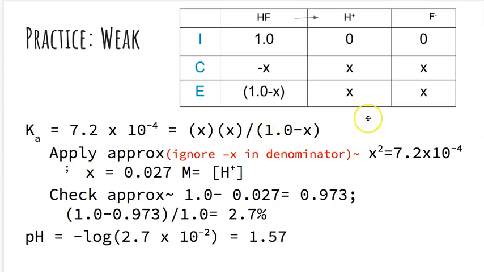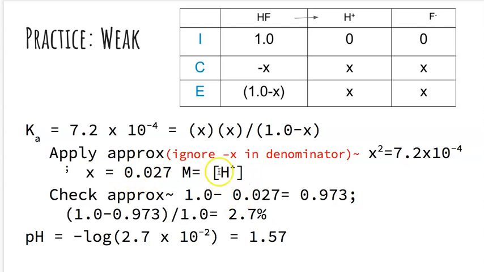Now you could go through and solve that with the quadratic formula and all that stuff, or you could say, this is a pretty small Ka, let's just ignore this minus x. 1 minus x is probably basically still 1. And then we say, okay, x squared over 1, or x squared, equals Ka. Take the square root, and x is 0.027 molar. That's our concentration of H+. Then you go back and say, okay, 1 minus 0.027 is 0.973. Those are basically the same number. Yeah, it's fine that we did this. It's within 5%.